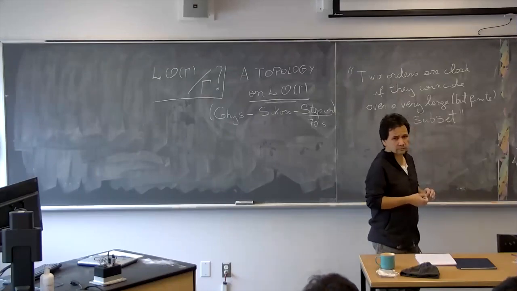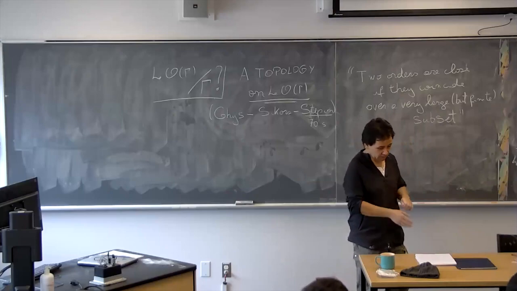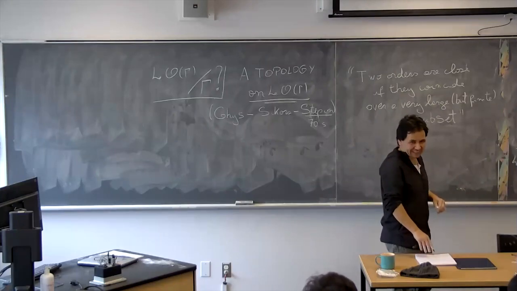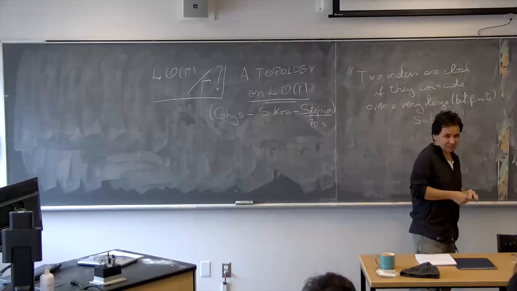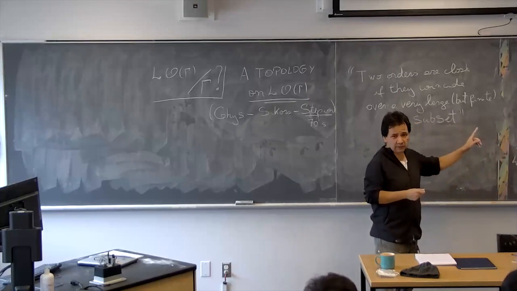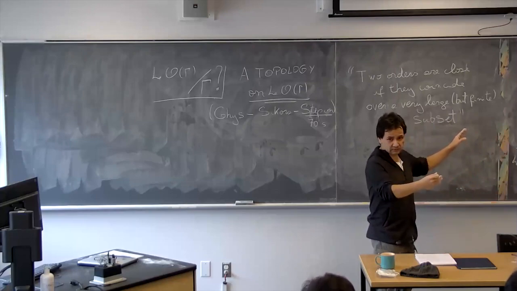Maybe this is stupid, but the positive cones, they are subsets of the group, right? What if I consider the Hausdorff distance between these? Okay, this is the Hausdorff topology. So far, this is just a topological space. And actually, for the group that I am considering, I put no restriction on the cardinality of the group.